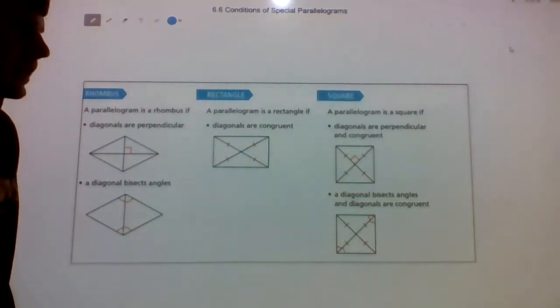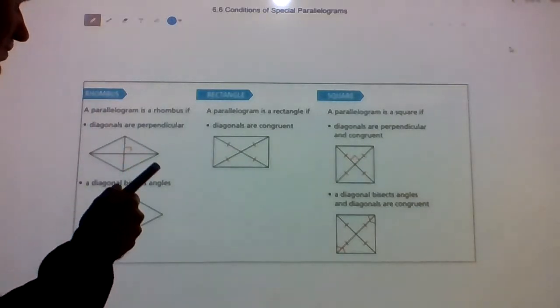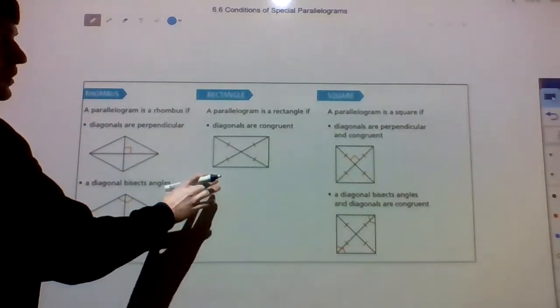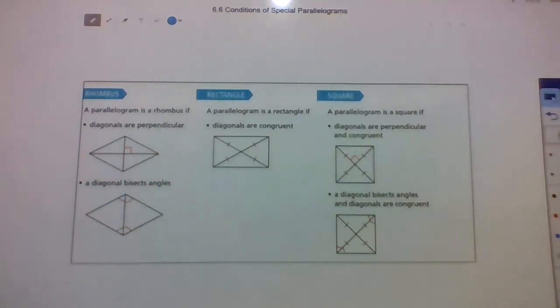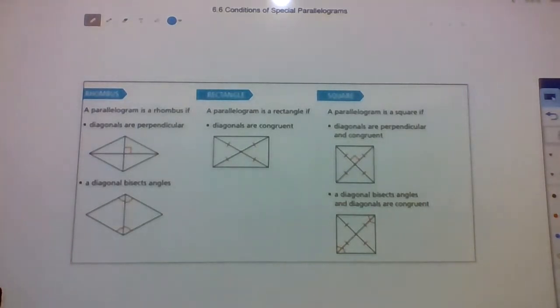Right, the last part here, 6.6. This is the only section I haven't tried to make like 5 or 6 times. So I actually don't know how long it's going to be, but I think this will be the shortest for sure. So this one is conditions of special parallelograms. So it's kind of like the converse of everything we did in the last section.